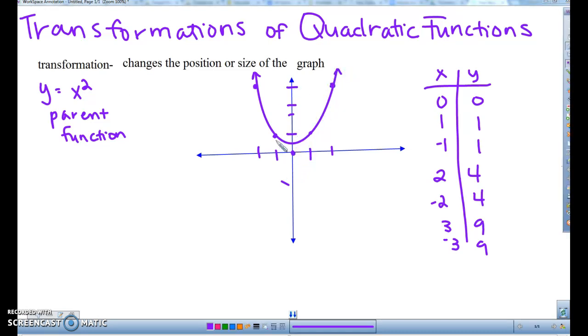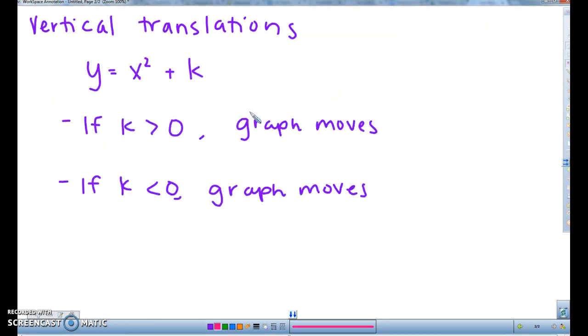Okay? So translations will move my graph in different ways, and we're going to take some time to explore what ways. So let's get started. So the first one we want to talk about is vertical translation, so moving up and down on my graph.